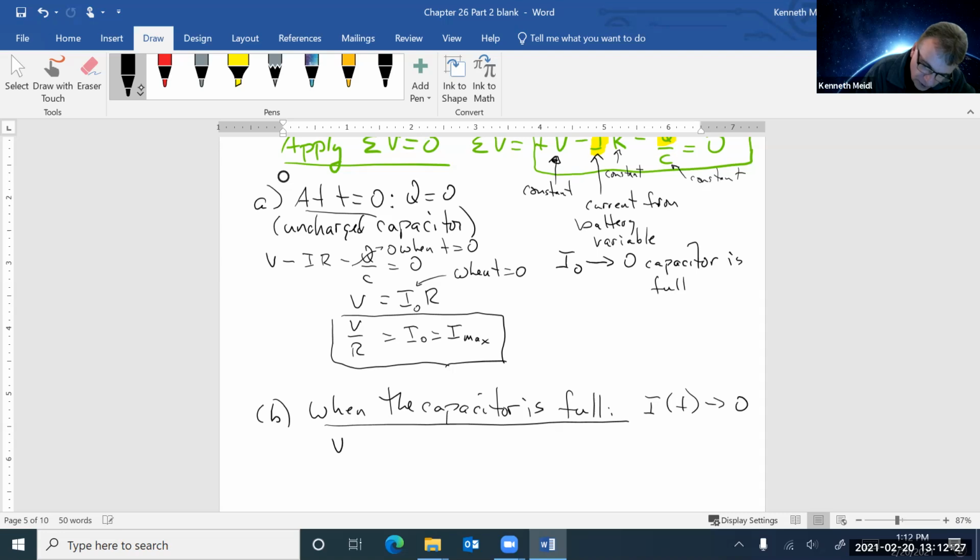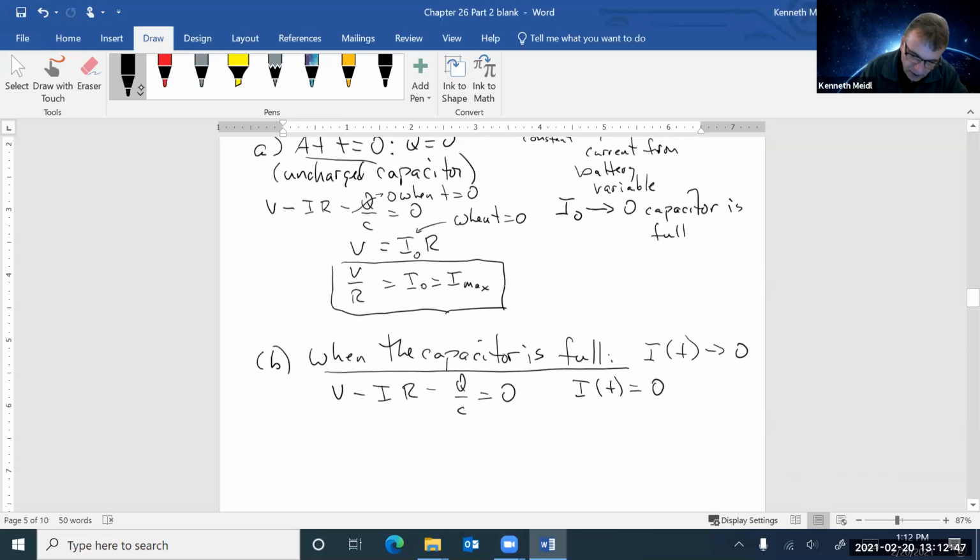I've got the voltage, minus IR minus Q over C, and those add up to 0. And I'm going to let this current, which is a function of time, be equal to 0 when the capacitor is full. There's no more charge flowing. And so this piece right here of the equation just drops out. And what we get is something like this.